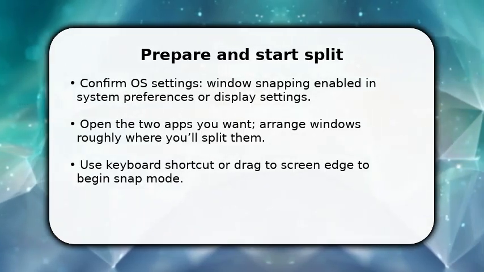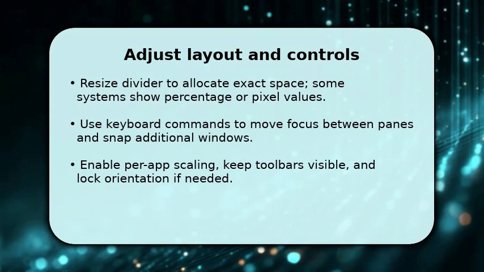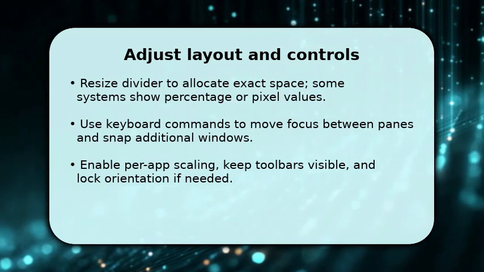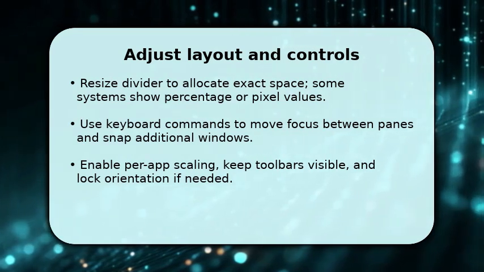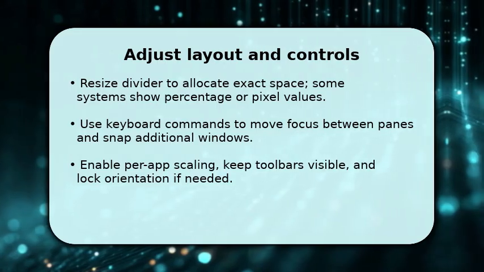Now you're ready to place the second app into the other pane to form a split view. Once both windows occupy the halves, adjust the divider so each app gets the space you need. Drag slowly to see percentages or pixel numbers on some systems, and set it where workflows feel balanced.